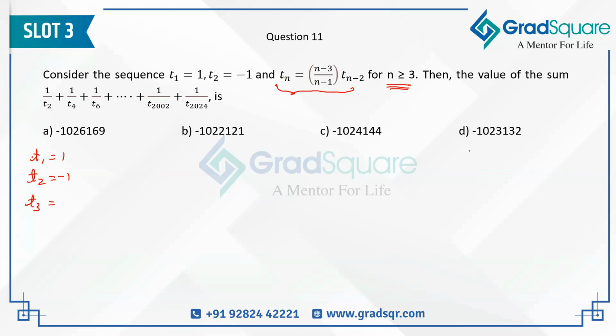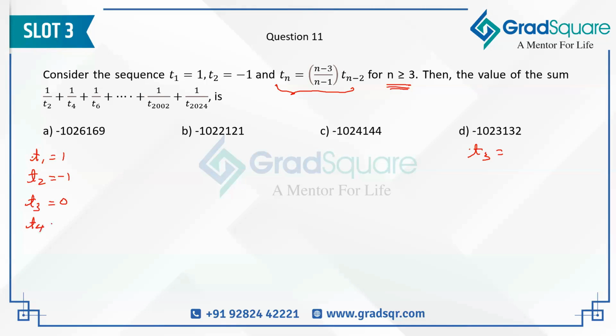If I put the value of n as 3, this will give me T3, and the numerator will turn out to be 3 minus 3, which is 0. 0 multiplied by any number will give me 0 again. So absolutely no problem. T3 turns out to be equal to 0. I don't even have to calculate any further than that.